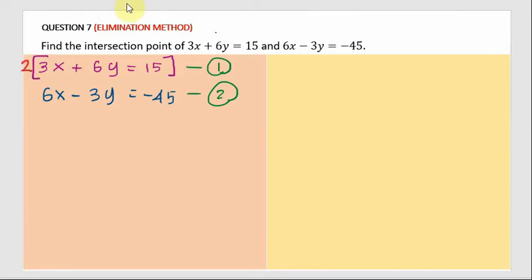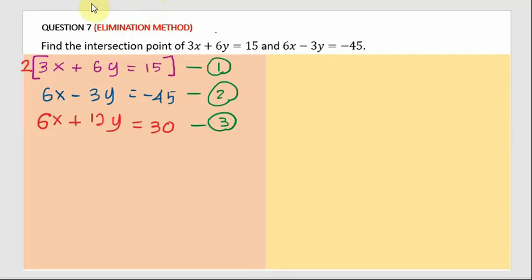Now we have 2 times 3 is 6x, then 2 times 6y, so we have 12y, then 2 times 15, we have 30. So this is the third equation.